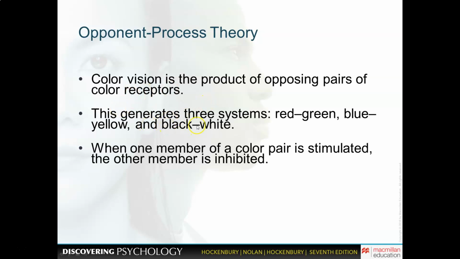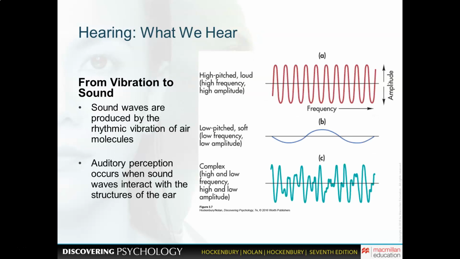So that just says that it generates three systems: red and green, blue and yellow, and black and white. And so when one member of a color pair is stimulated, the other member is inhibited. So just be aware of those. I don't expect you to memorize this, unless you plan on being an ophthalmologist or something, or a neuroscientist.